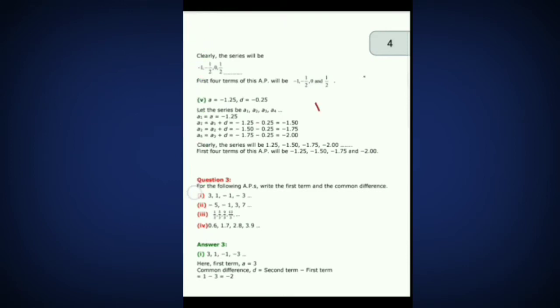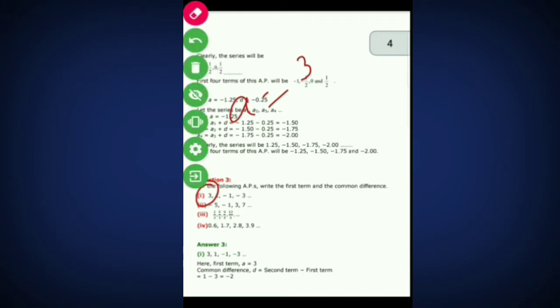What is written here? For the following APs, write the first term and the common difference. We have to write on what? The first term and common difference. Okay. And you know it. What is the first term? The first term in the first question is what? That is 3. What is the common difference?